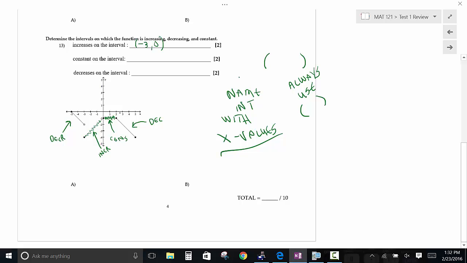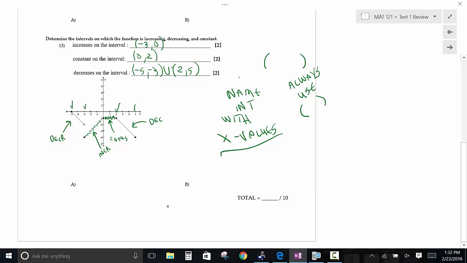X's, 0 to 2, right? Okay, so you're going to say 0 to 2 like that. Use parentheses, okay? Now decreasing, it looks like it's going to go from negative 5 to negative 3 to begin with. Okay, then the second place is going to be from 2 to 5. Okay, and if you got those two intervals, what do you put in the middle? You put the union like that.